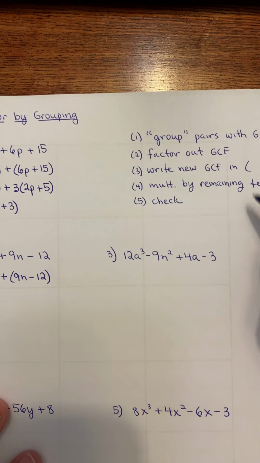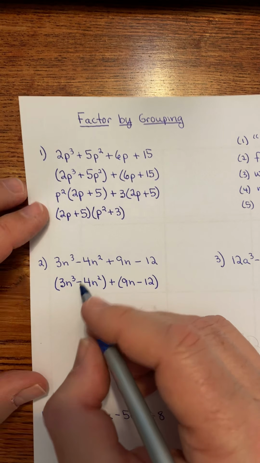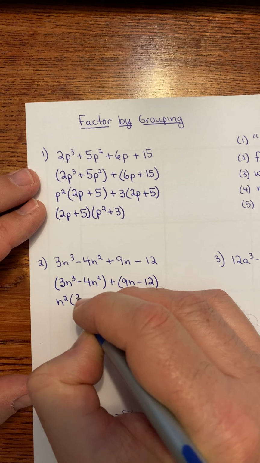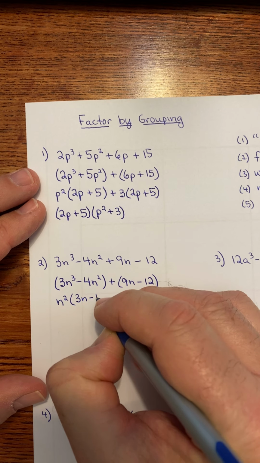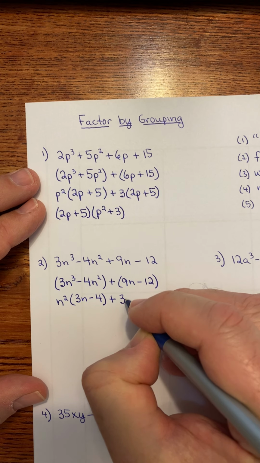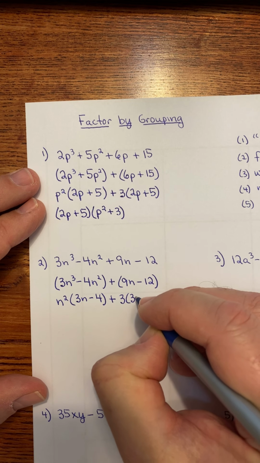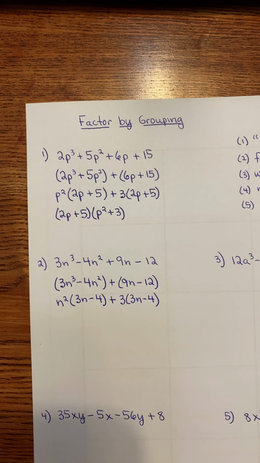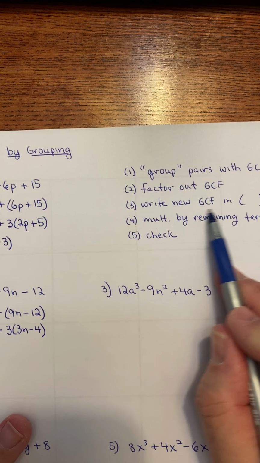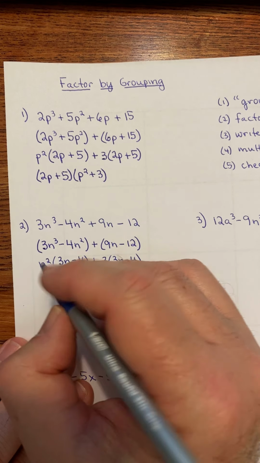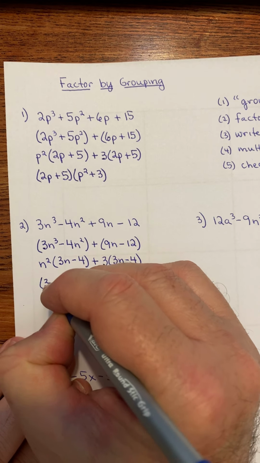Step 2, factor out the GCF. These two only have an n squared as a common factor. So I'm left with 3n minus 4. Common factor on the second set is just a 3. Again, I'm left with a 3n minus 4. That's my new GCF because they both have a 3n minus 4. So I write the 3n minus 4 out front.